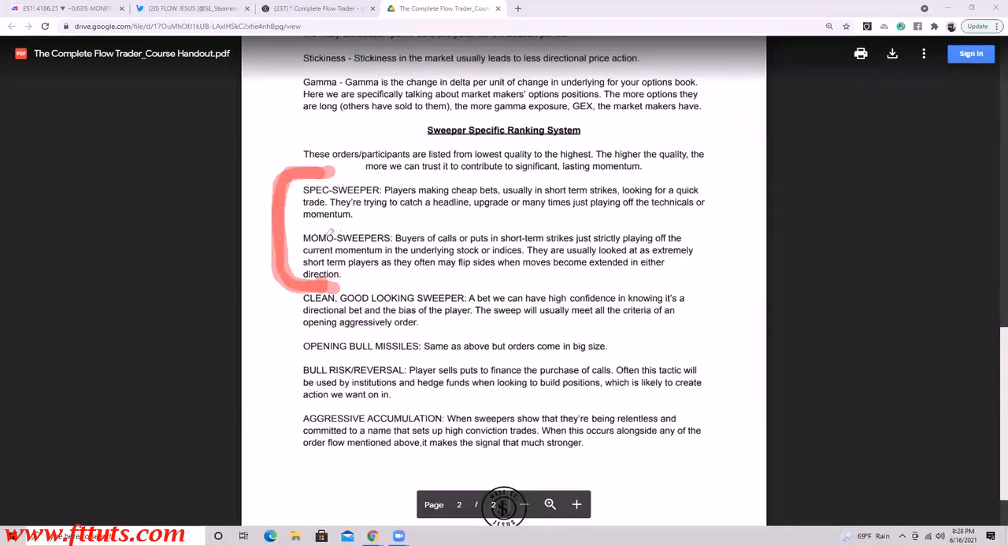But there are times where these things go bananas. So they're worth playing, right? If you're looking for that type of action. But you've got to be realistic and realize what you're dealing with here.